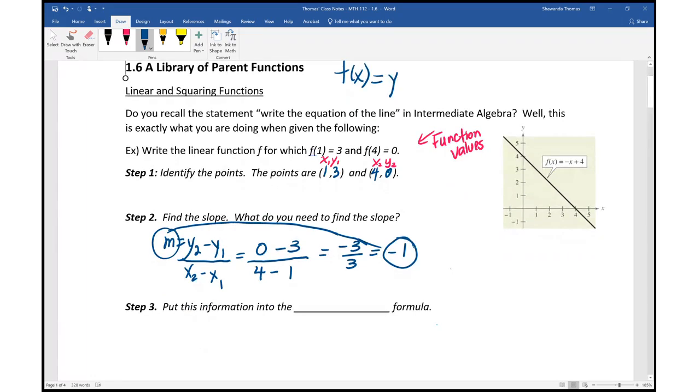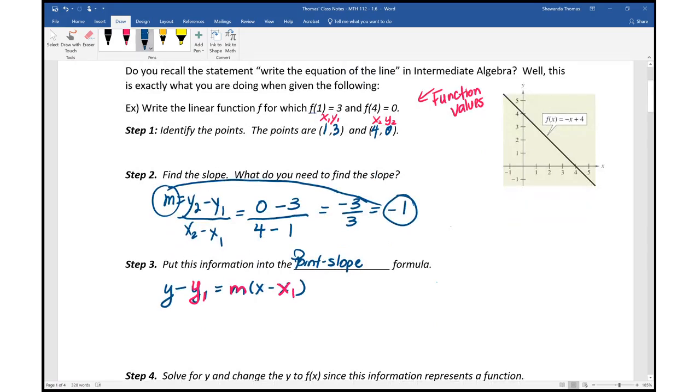We're going to put this information into the point slope formula. So recall that I also asked you to memorize this formula. Now, if you said slope-intercept form, you actually can use the slope-intercept form to write the linear function as well. I just normally choose the point slope formula. And what is the point slope formula? It is y minus y sub 1 equals m times x minus x sub 1. And what we're going to change out is only the y sub 1, the m, and the x sub 1. Everything else remains the same.